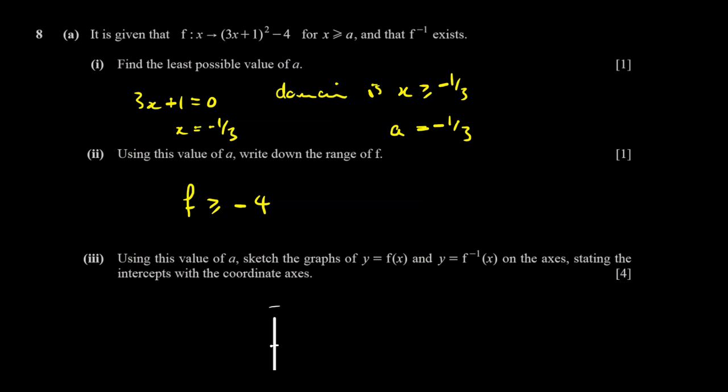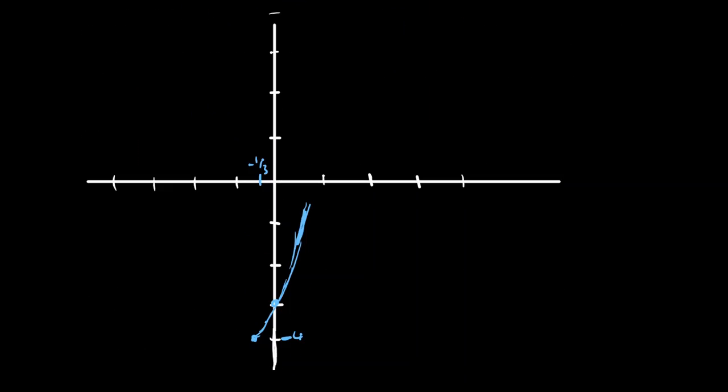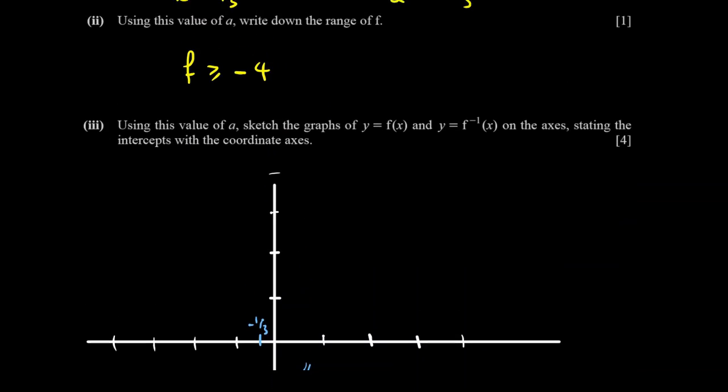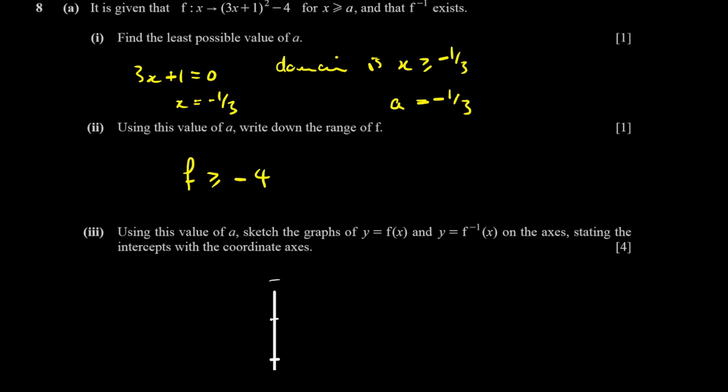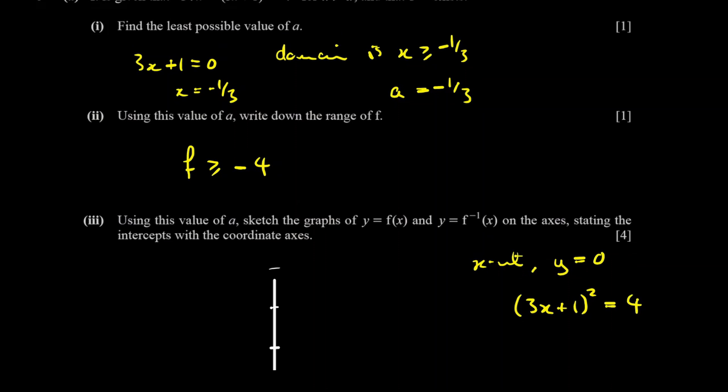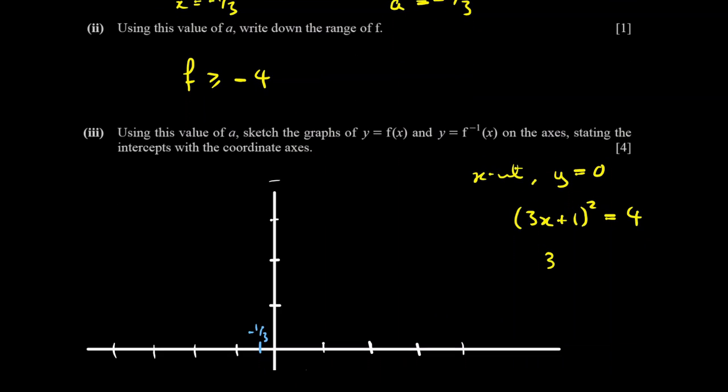Okay. Now using this value of a, sketch the graphs of y equals f of x and f inverse of x on the axis, stating the intercepts with the coordinate axis. Well, I'm probably going to want to find the x-intercept of f, I think. So I'm just going to do that quickly. So where's the x-intercept? x-intercept is when y is equal to 0. So I can do that by writing 3x plus 1 squared is equal to 4, right? Just rearranging, which means that 3x plus 1 is equal to plus or minus 2.